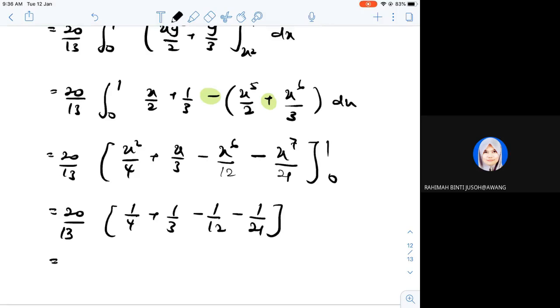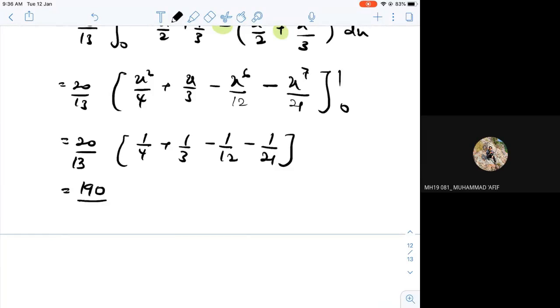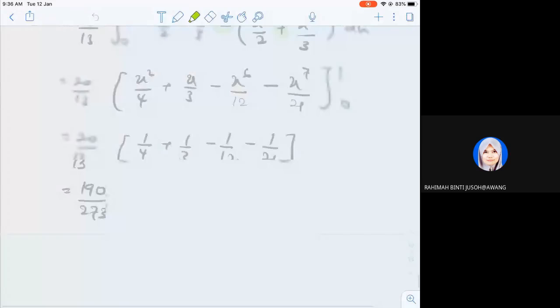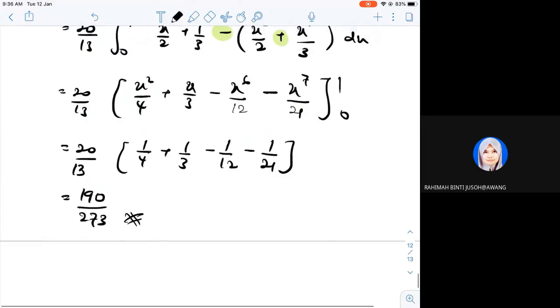What do you get, guys? What should you get? 190 over 273. Wait, is this correct? Okay, 190 over 273. Okay, done, settled. So that's the answer for this center of gravity.